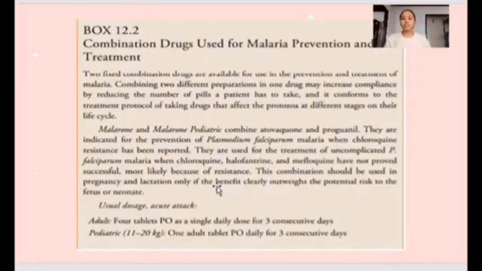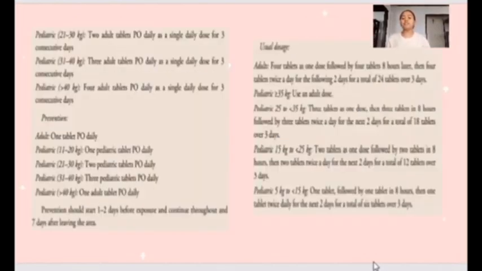Two fixed combinations of drugs are available for use in the prevention and treatment of malaria. Combining two different preparations in one drug may increase compliance by reducing the number of pills a patient has to take. And it conforms to the treatment protocol of taking drugs that affect the protozoa at different stages in their life cycle. They are indicated for the prevention of Plasmodium falciparum malaria when chloroquine resistance has been reported.